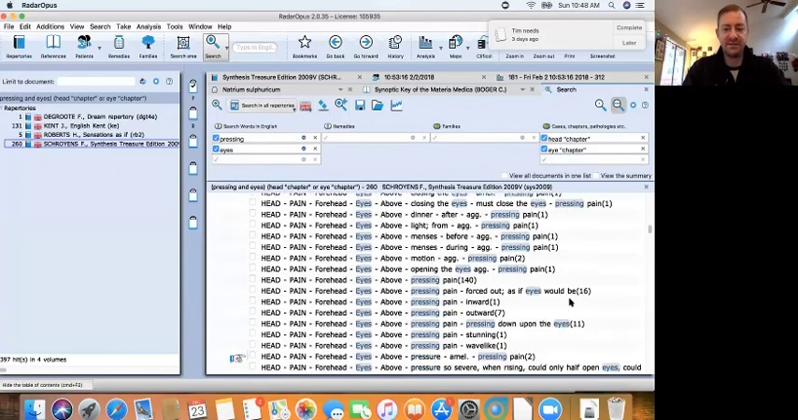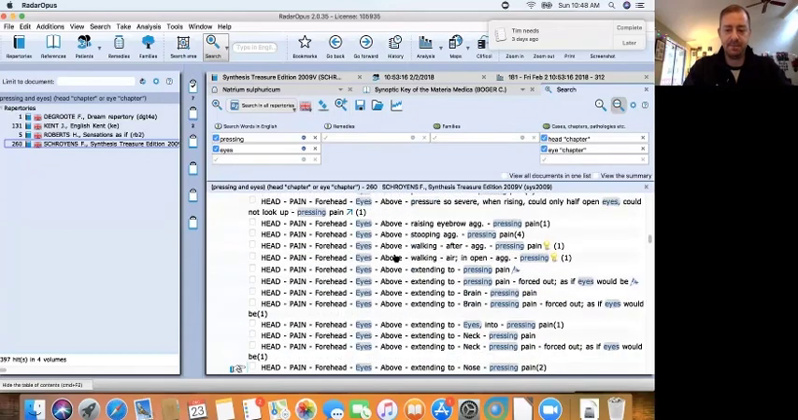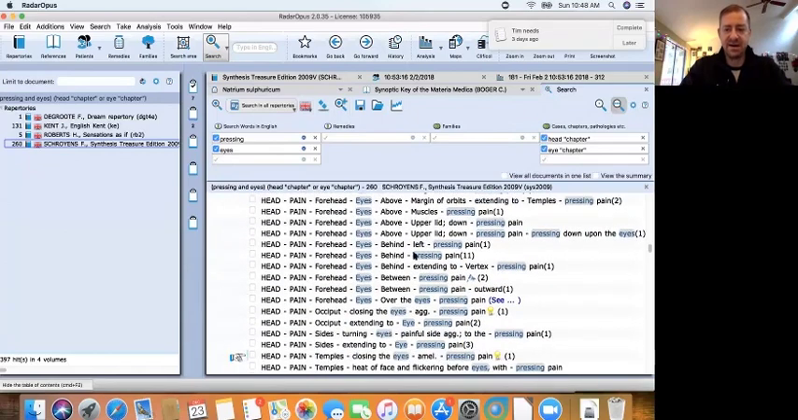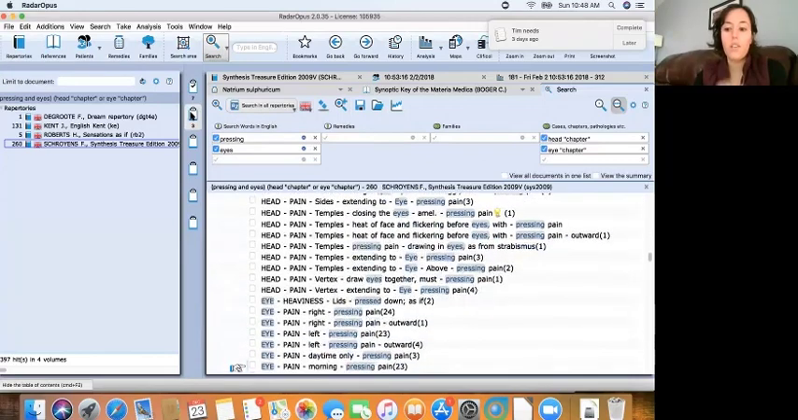Pressing above the eyes. I hope everybody can appreciate how specific this is. Is it in the forehead? Is it right above the eyes? Extending to the neck, behind the eyes, pressing. So that's as close, I think. This is the rubric that I looked at, and I put it in there. Somebody is also saying the right side, pressing right side.